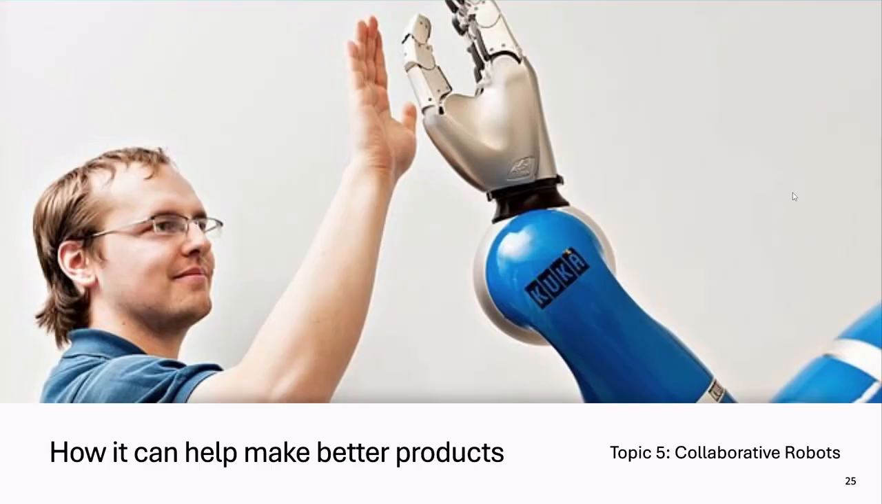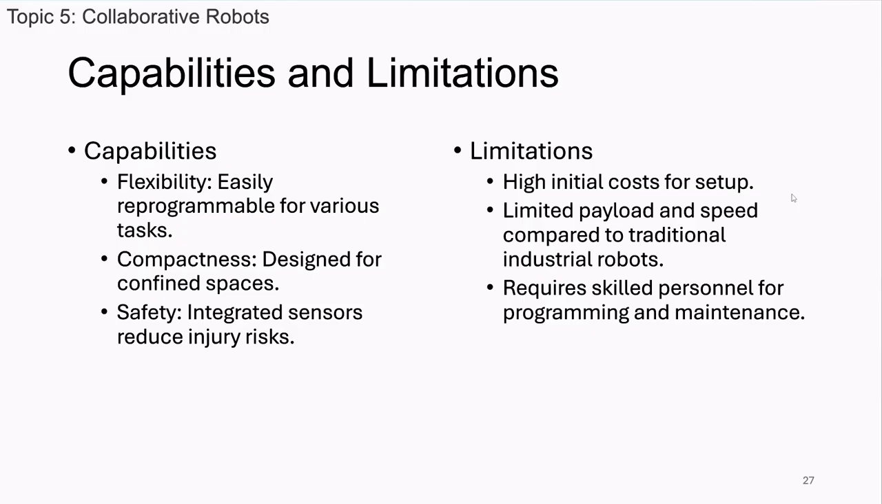What makes cobots so important is their adaptability. They're perfect for industries with rapidly changing production needs, ensuring that businesses remain flexible and efficient. Their capabilities include being compact, highly flexible, and safe to operate. However, cobots do come with limitations, like higher upfront costs, limited speed and payload, and requiring skilled operators for setup.